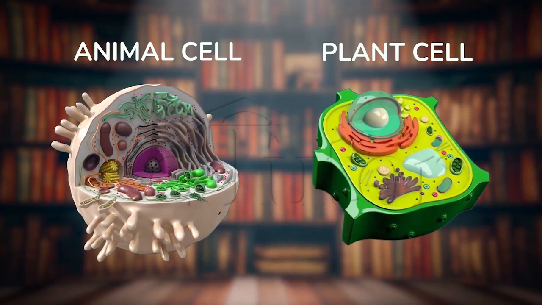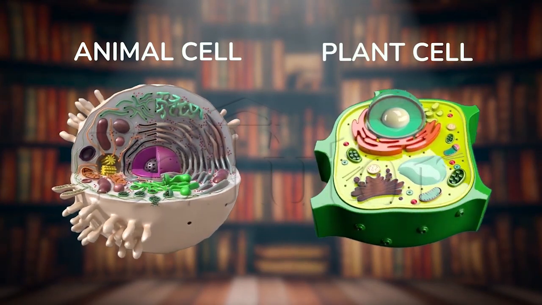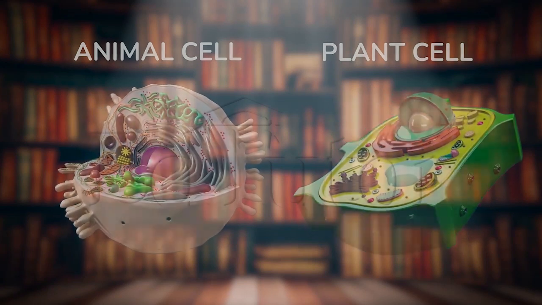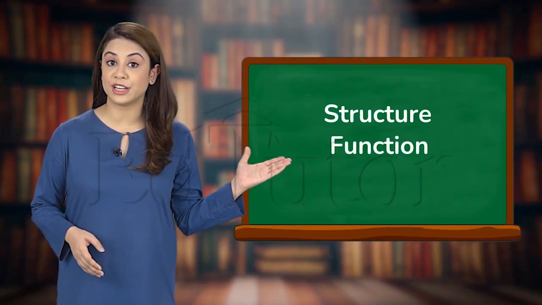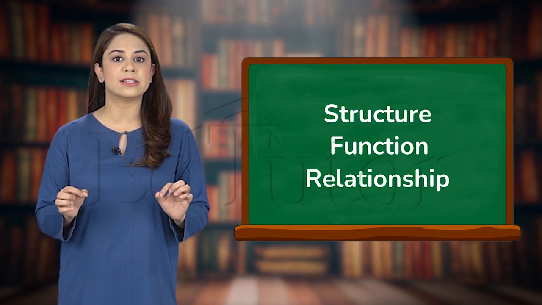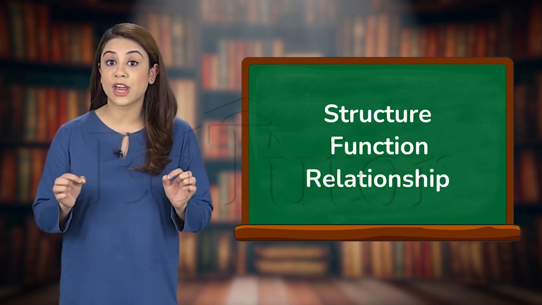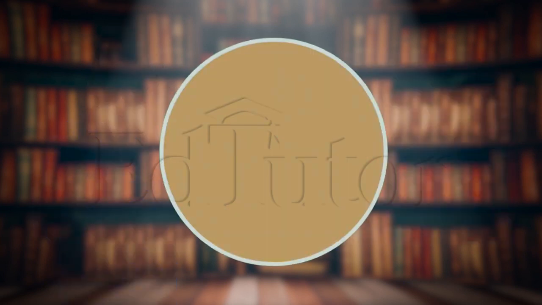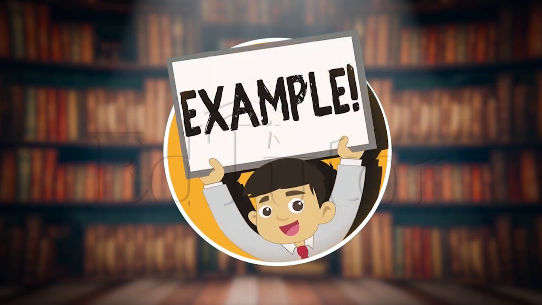Now, is there any relationship between the cell structures that we see and the cell functions that they perform? Well, of course, there is. The structure-function relationship basically means that the structure of each type of cell depends on the function it will perform. Now, I have some examples for you.